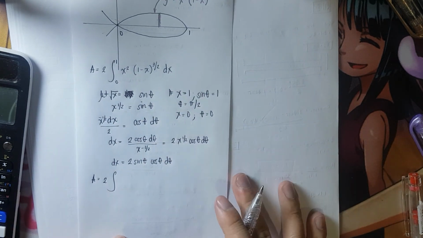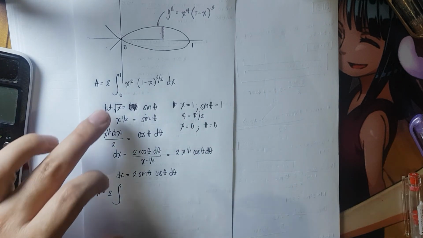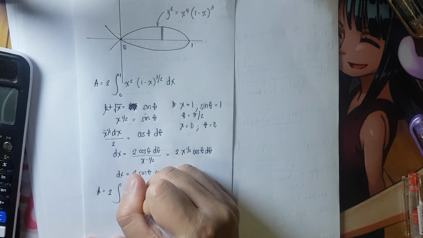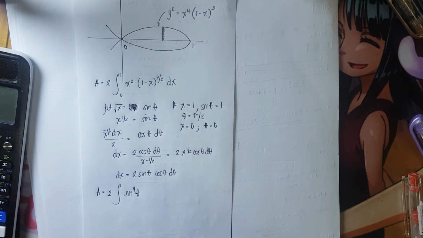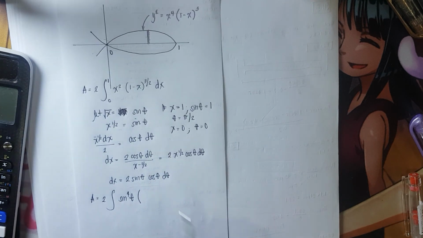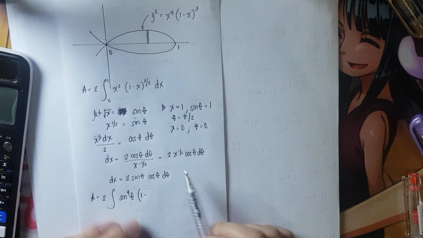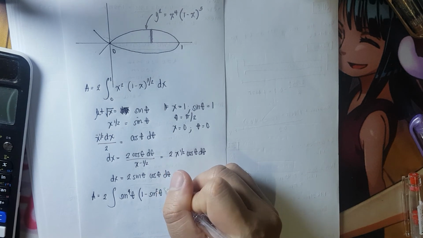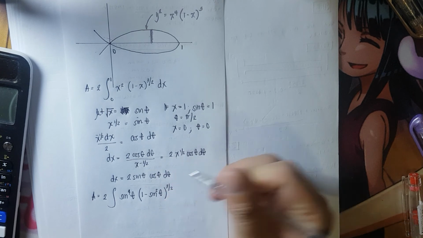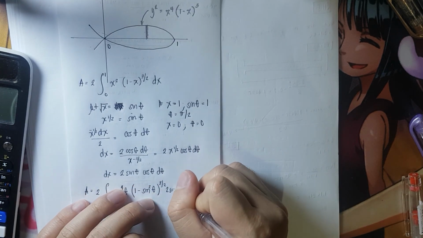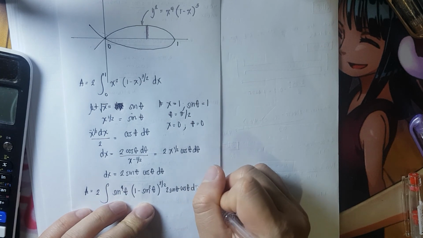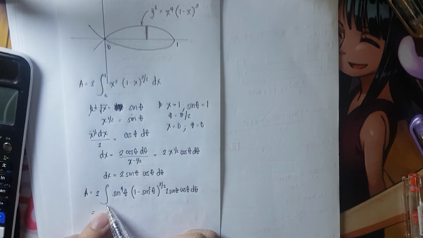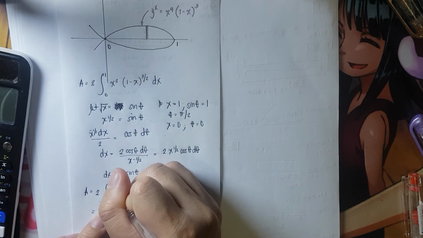So 2 times the integral of, okay, so x squared, that is sine theta, but x, that is x raised to 1 over 2. So that will become sine theta raised to the 4th power times 1 minus x, and the value of x is, since that is x, sine theta squared, raised to 3 over 2, dx, that is times 2 sine theta cosine theta d theta. Okay, simplifying that, we forgot the limit, so that is 0 to pi over 2.